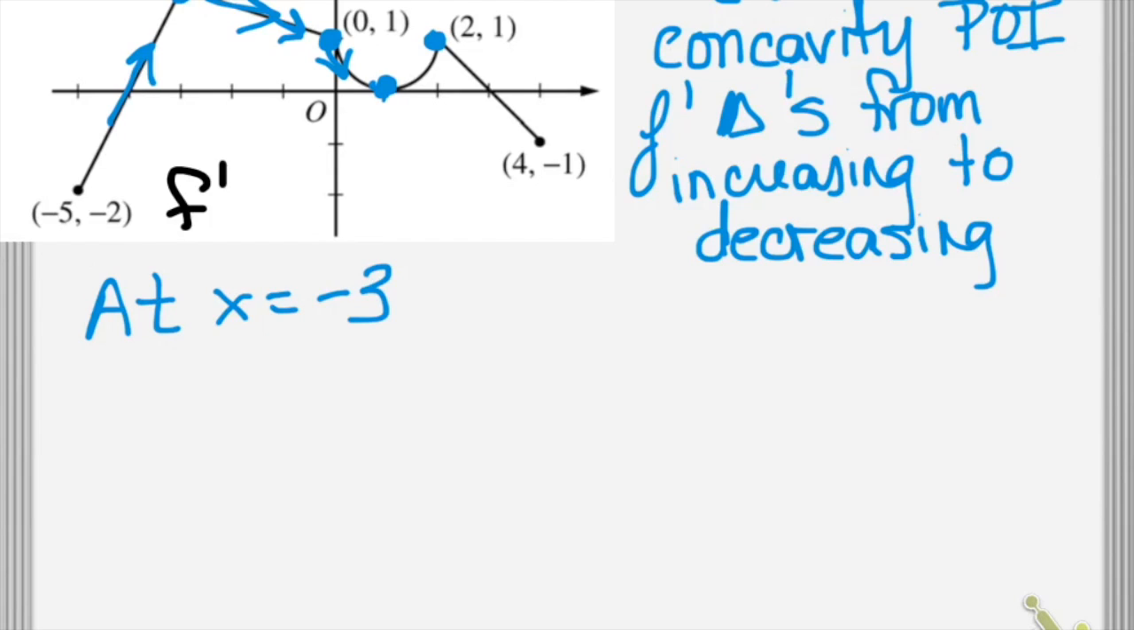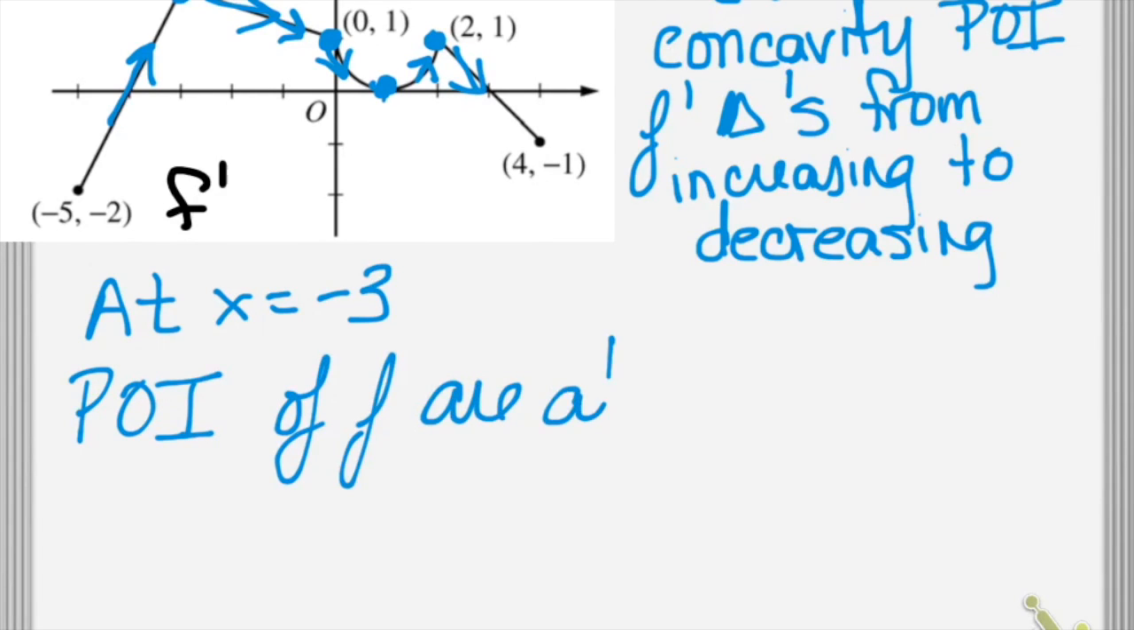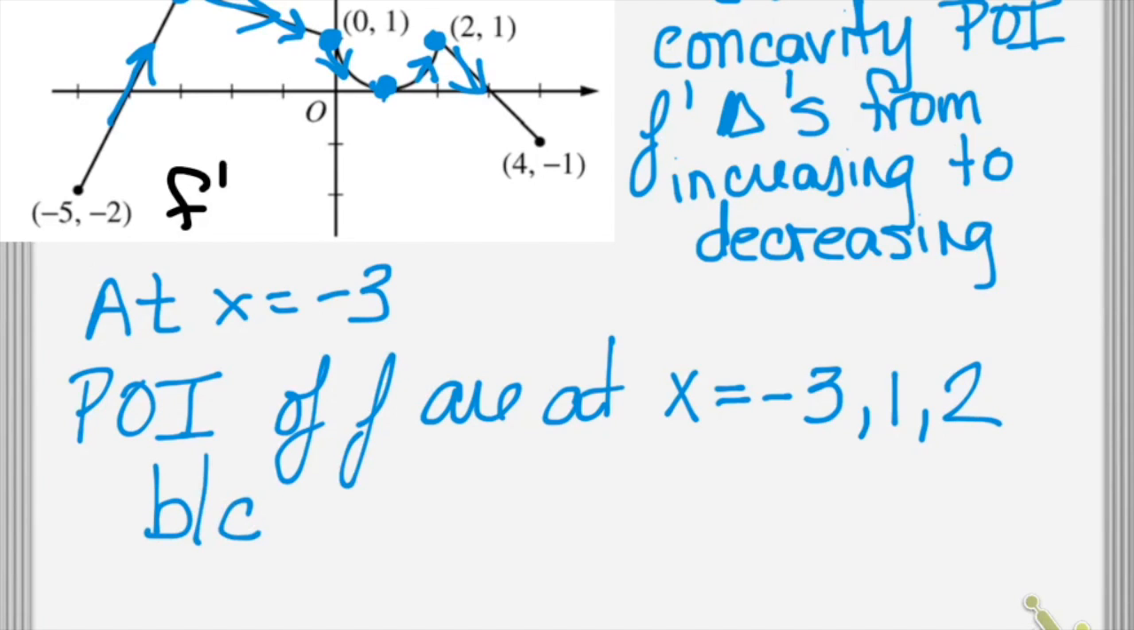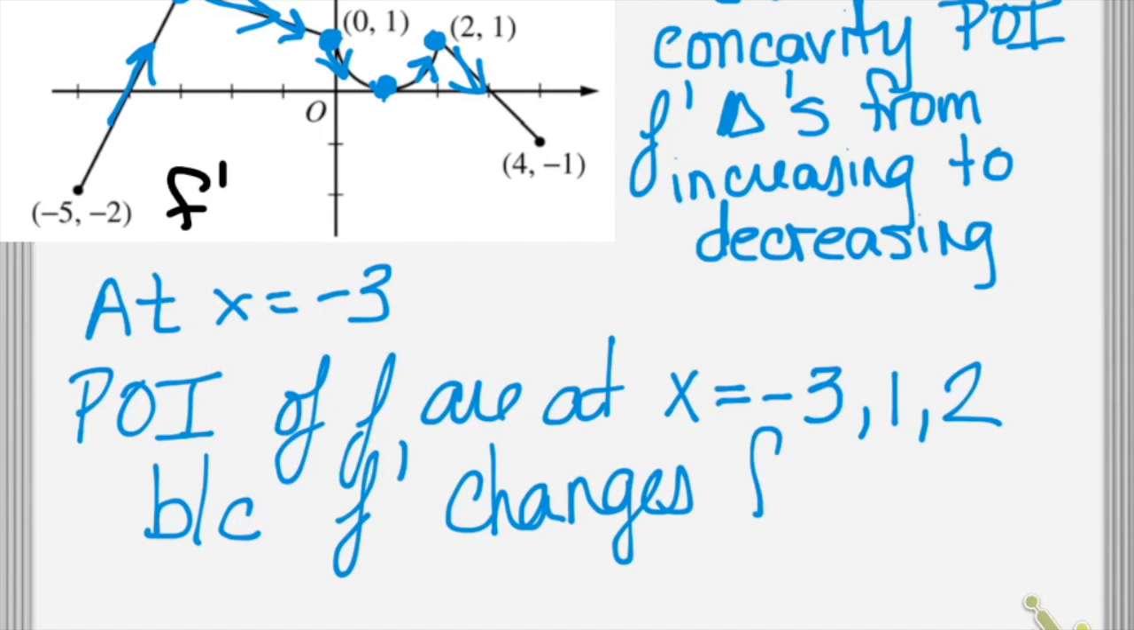At 1, it changes from decreasing to increasing. And at 2, it's changing from increasing to decreasing. So our points of inflection of f are at x equals -3, 1, and 2, because f prime changes from increasing to decreasing, or vice versa.